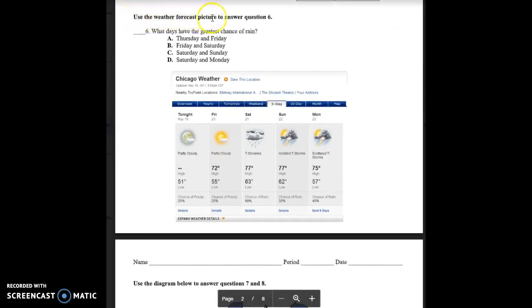Use the weather forecast picture to answer question 6. Number 6. What days have the greatest chance of rain? A. Thursday and Friday. B. Friday and Saturday. C. Saturday and Sunday. D. Saturday and Monday.